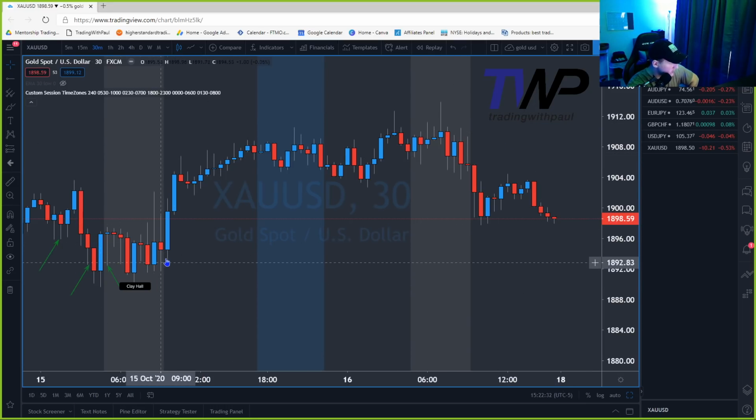Yep, this on the hourly was really perfect too. I don't ever trade the 30 minutes, so this is new for me. Yep, hourly worked out here. That one. That one.